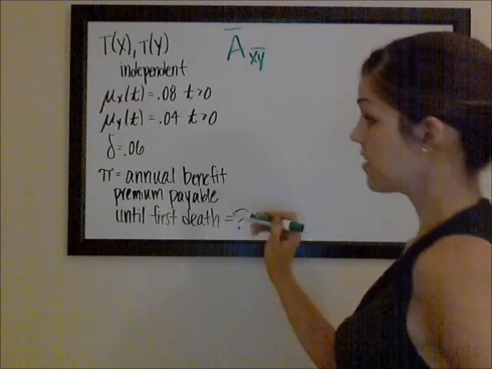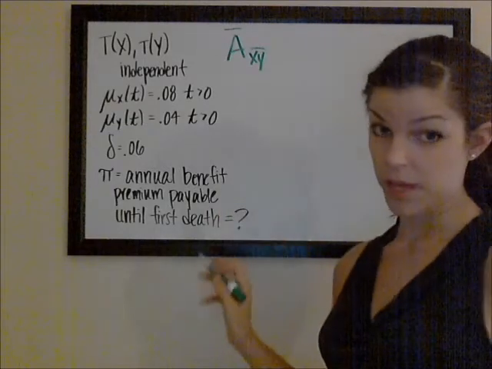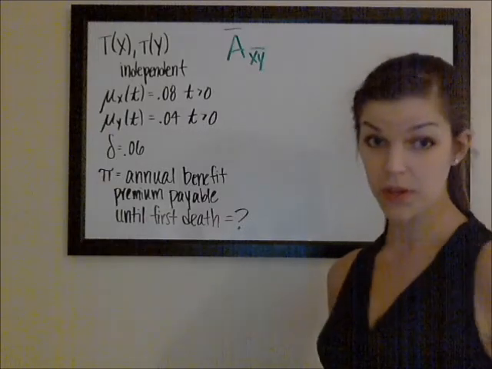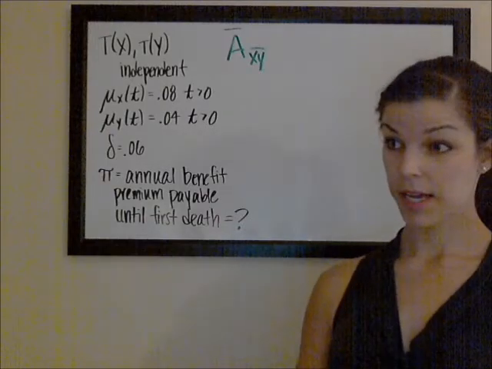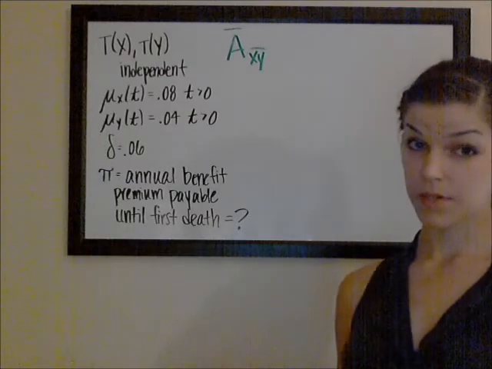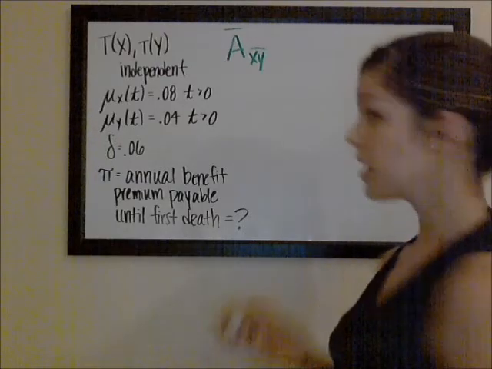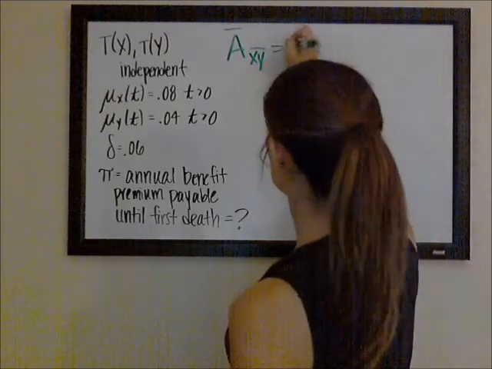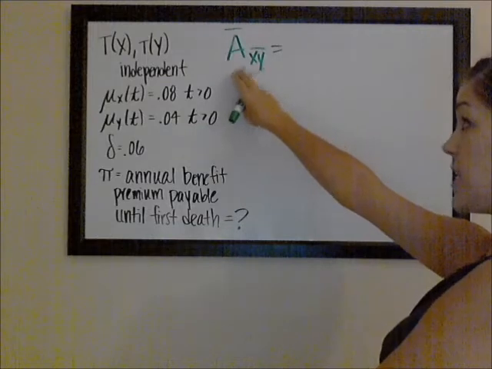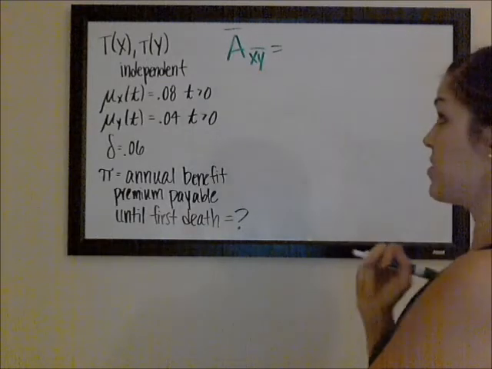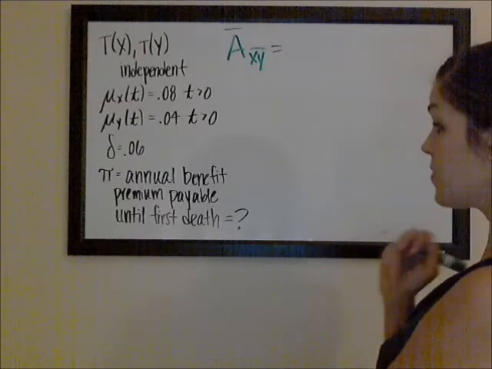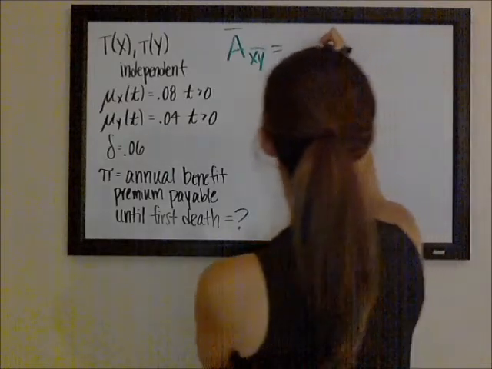Okay, so we want to calculate this annual benefit premium. We know that premiums are calculated according to the equivalence principle. So the money that we pay out for the insurance, we want to be equal to the premiums that we bring in. So this is our insurance. It's a continuous insurance on the last survivor status, so it's payable at the moment of death, whole life insurance. That needs to be equal to an annuity.